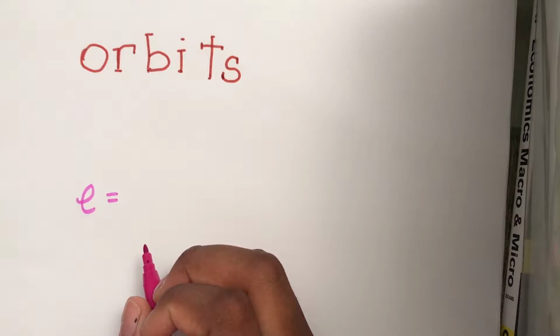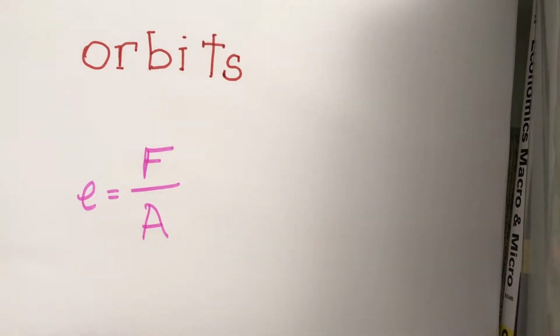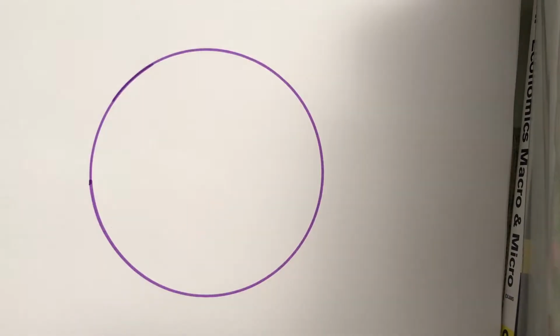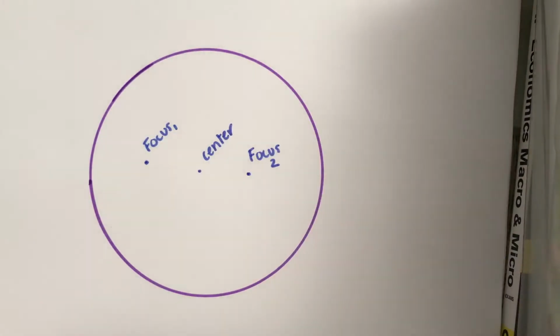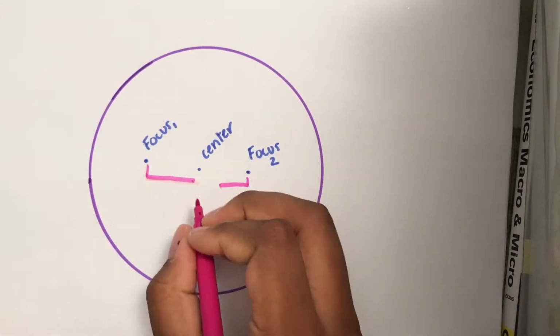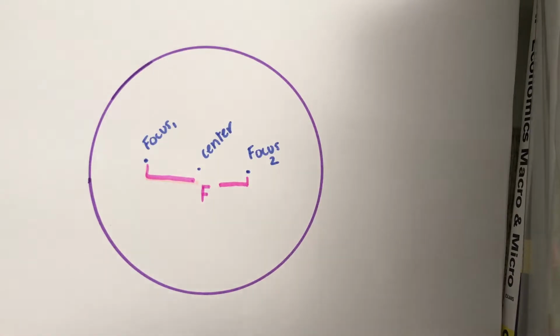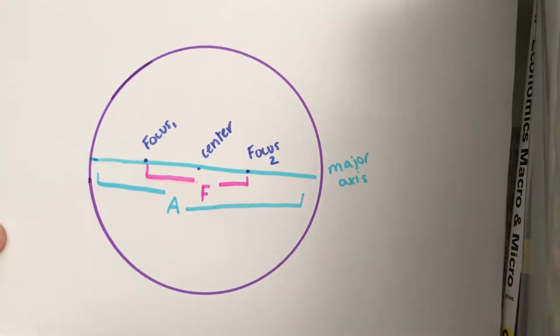The formula to find eccentricity is E equals F over A. But we don't know what F is, we don't know what A is, so let's find out. In a conic section, more specifically an ellipse, we have two foci and a center. F is the distance between the two foci of the ellipse or circle. We also have A, which is the measurement of the major axis of the ellipse.